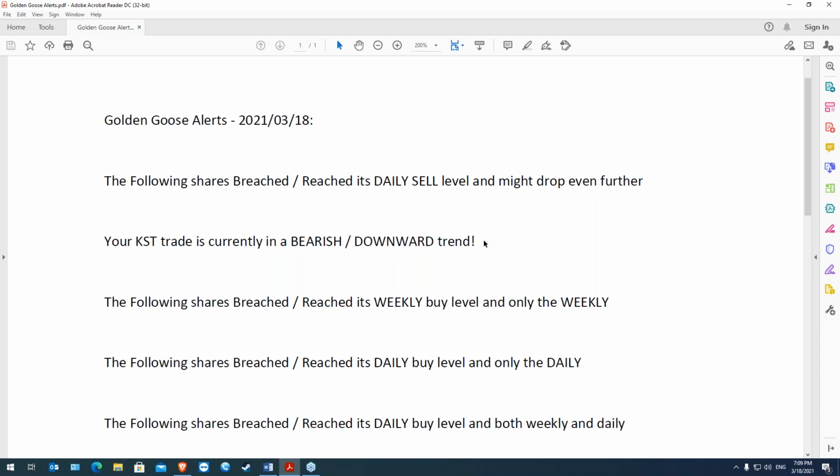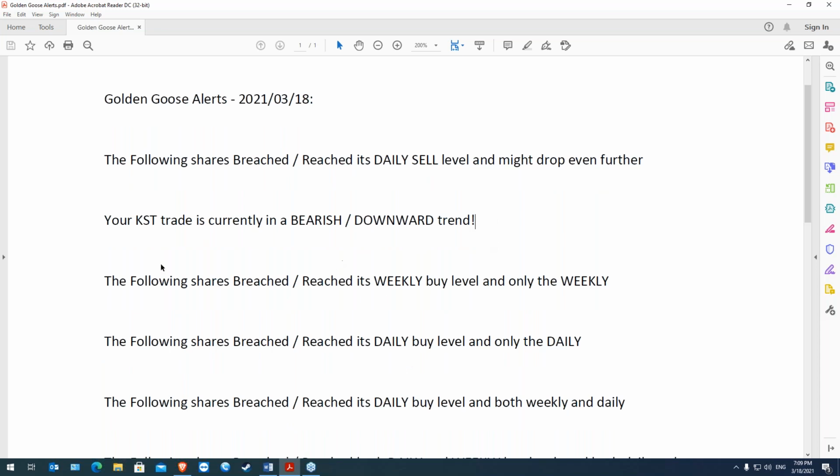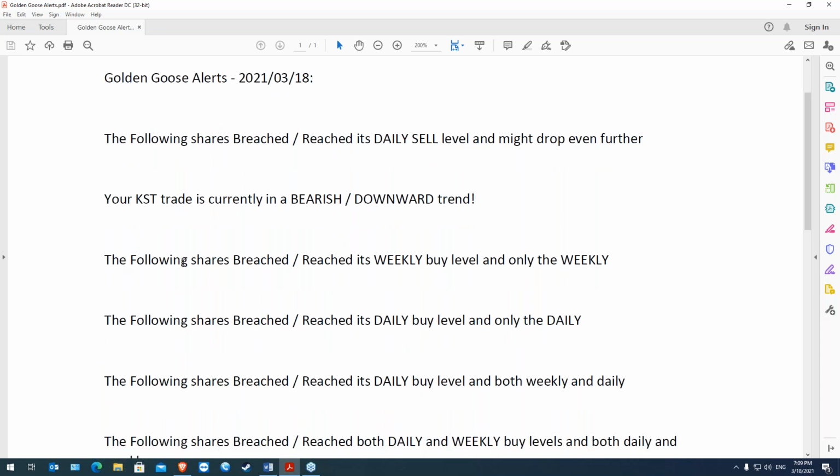All right, so once you've bought, let's say, KST on your Golden Goose account, then it will send that SMS to you telling you that the share you're currently trading is going in a downward trend. Or it might tell you that your share is going in an upward trend, depending on which direction you've bought the share. So if you bought it in a downward trend, then it will say that your share is going up. It will warn you.